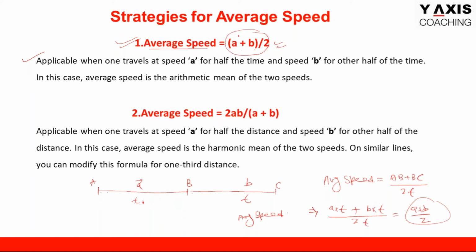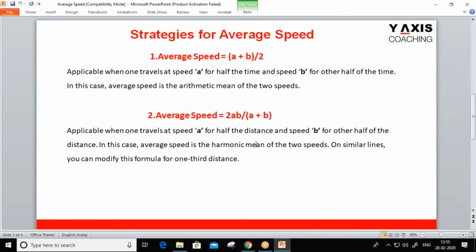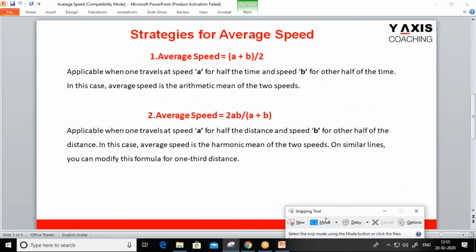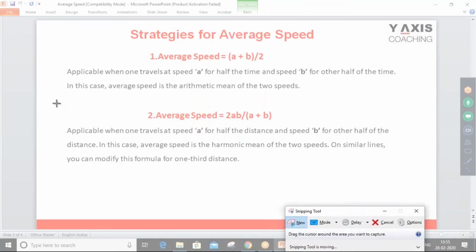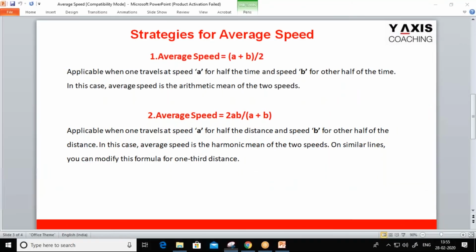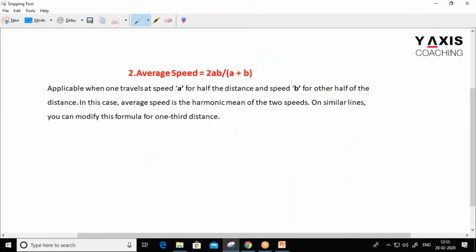Now we go with the second scenario. Let's see how to deal with this second scenario. The second scenario is saying, if distance is constant. Read the statement: average speed is equal to 2ab divided by a plus b, and the statement given here is applicable when traveling at a speed a for half the distance and b for the remaining half. It means distance is constant.